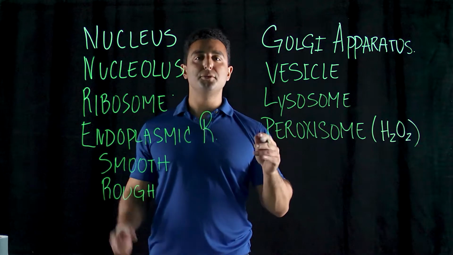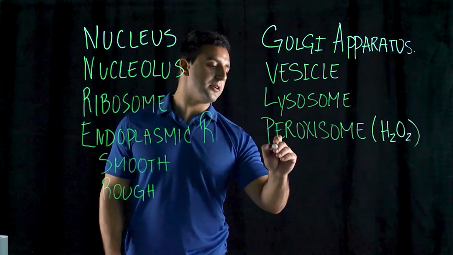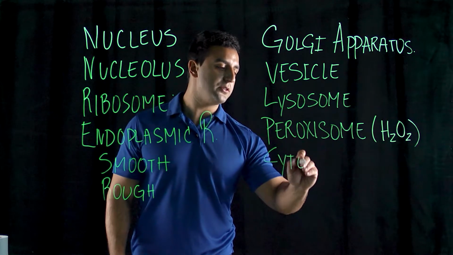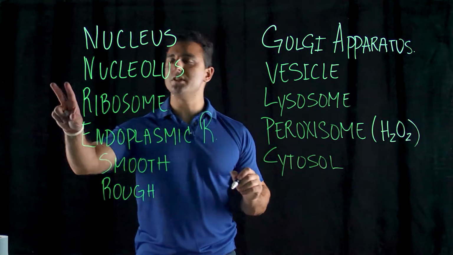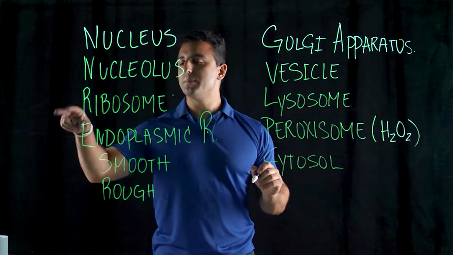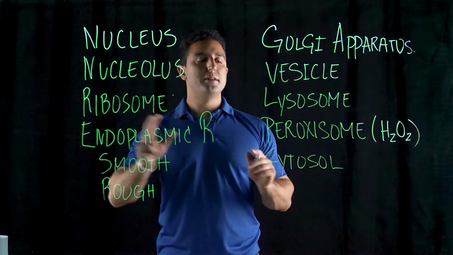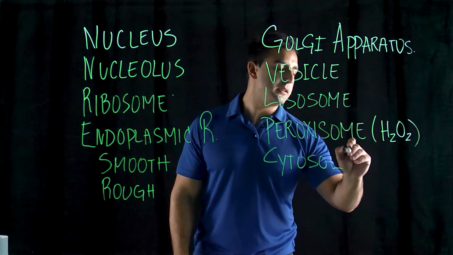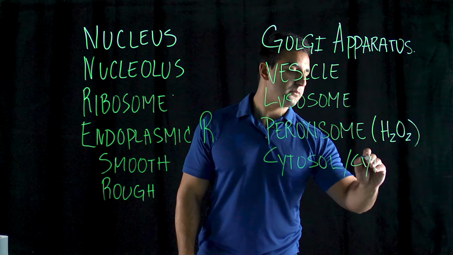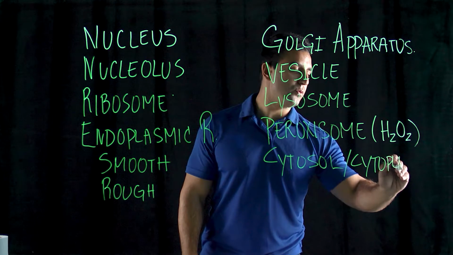The jelly-like fluid that holds all the organelles together is called the cytosol. The cytosol's main function is, like the ribosomes we have here, which are present not only on the endoplasmic reticulum but also free-floating in the cytosol. Another name for it can be cytoplasm. Both of them work.